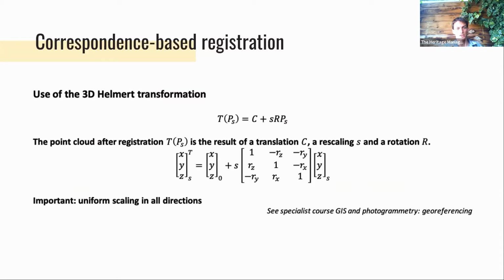So the correspondence-based registration, that's the easiest one. What is happening here, you have a set of coordinates. These coordinates are coordinates from your target, for example, in real coordinates, and you have the scanned coordinates, so the local coordinates, and you will try to find a translation, a rotation and a scaling. You will try to calculate the values of this transformation, and then the local coordinates can be converted to absolute coordinates.